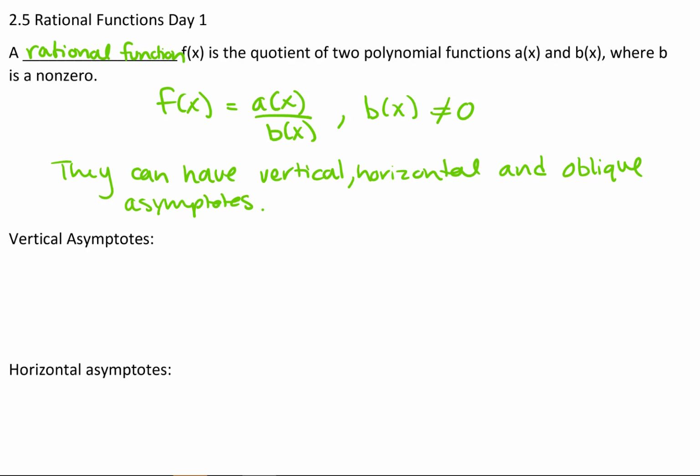So a vertical asymptote occurs wherever the denominator equals 0. So to find vertical asymptotes, we set the denominator equal to 0 and solve. So in our example, it's wherever b of x equals 0. Where b of x equals 0 is a vertical asymptote because it means that it's undefined at that point.